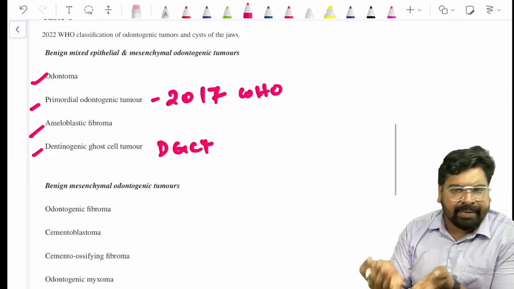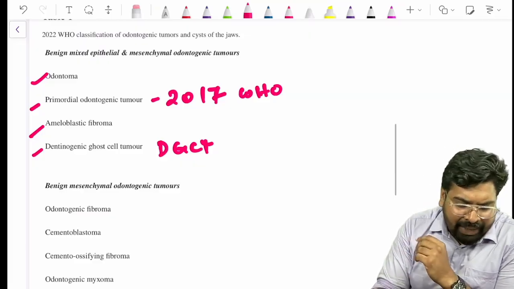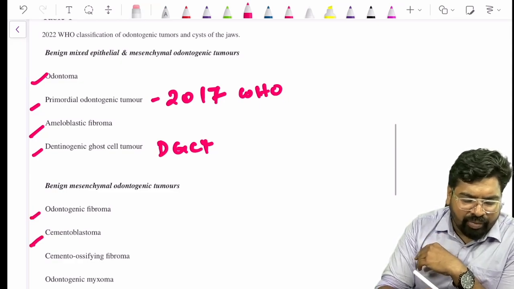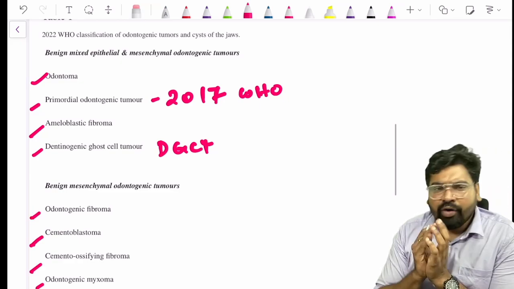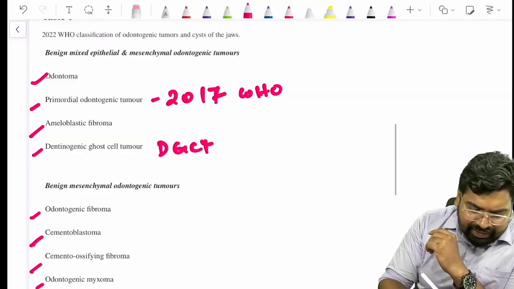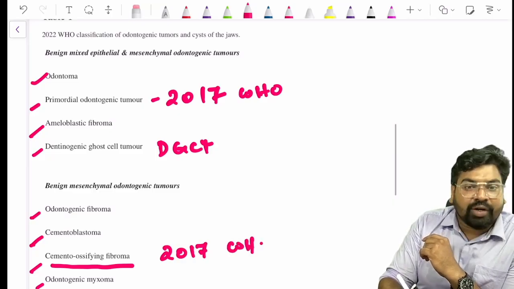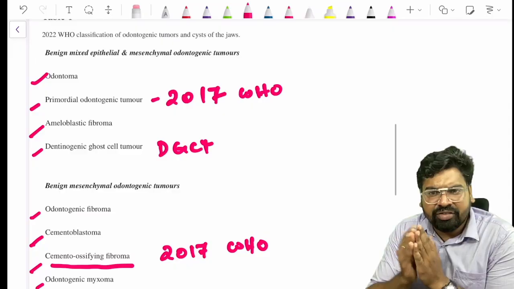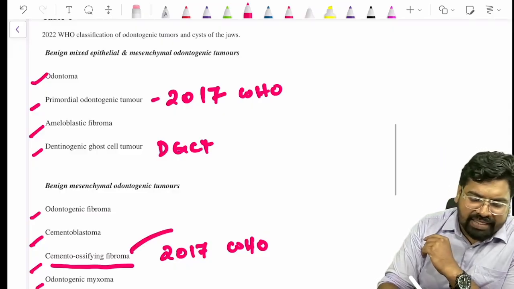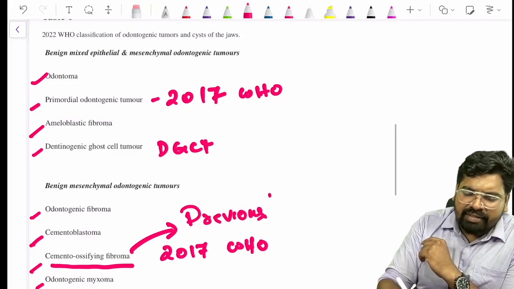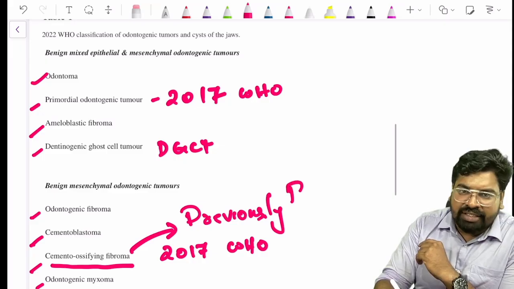Now coming to mesenchymal odontogenic tumors, we have odontogenic fibroma, cementoblastoma, cemento-ossifying fibroma, and odontogenic myxoma. Out of these, cemento-ossifying fibroma was introduced in the 2017 WHO classification. Previously it was considered a fibro-osseous lesion.